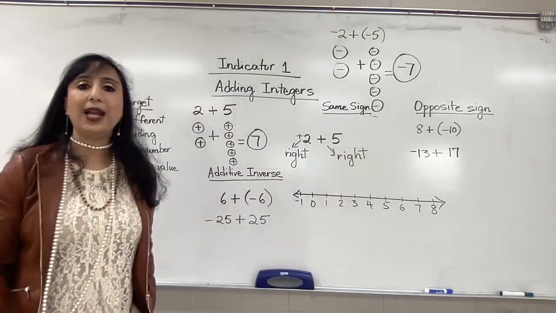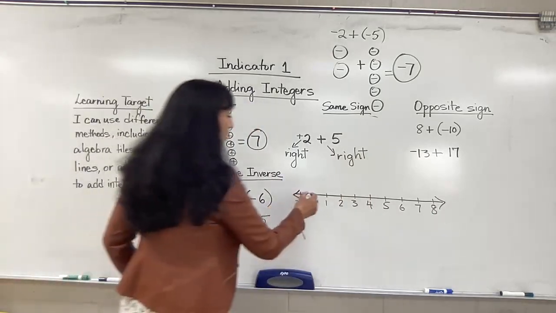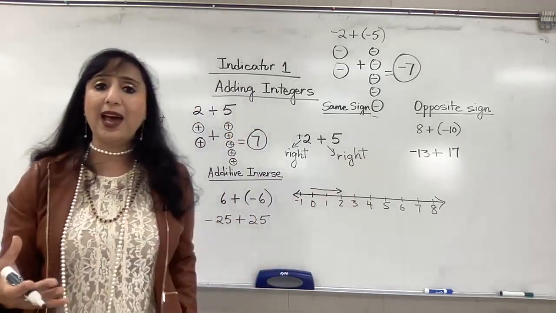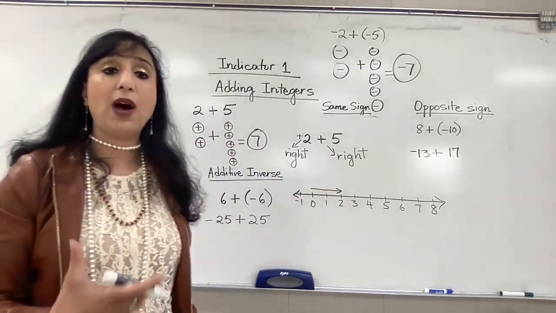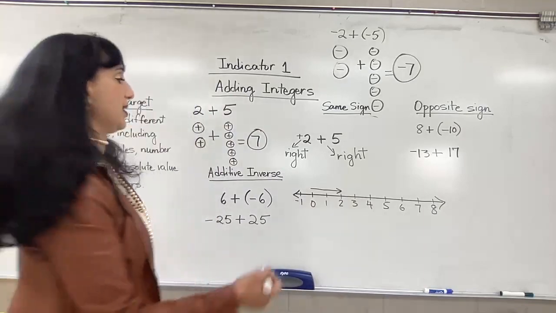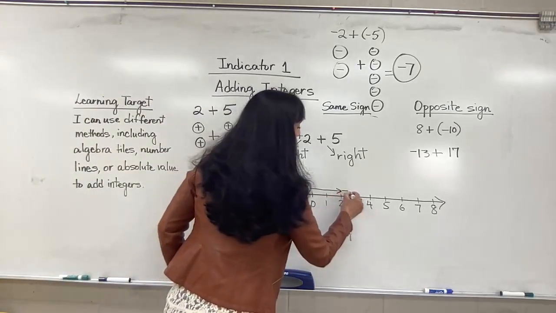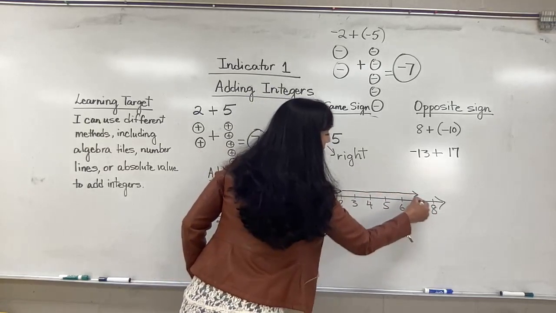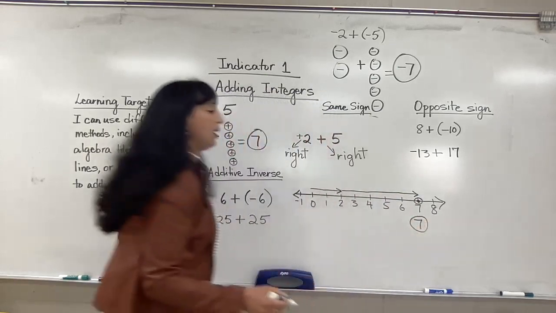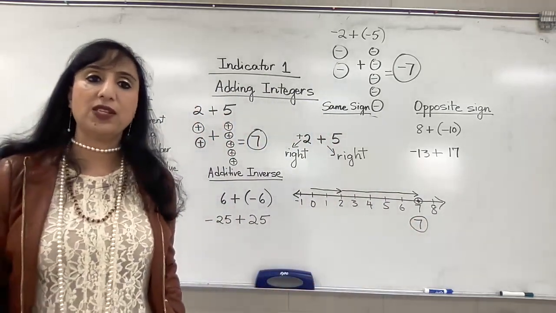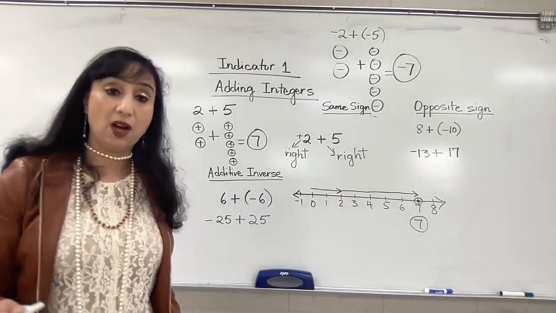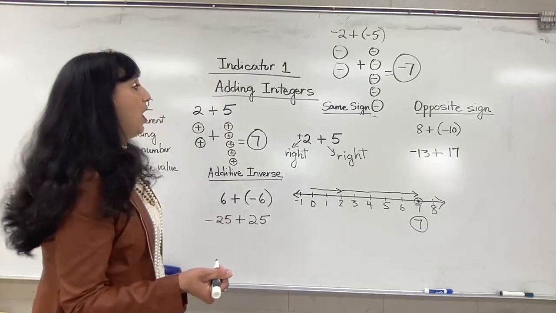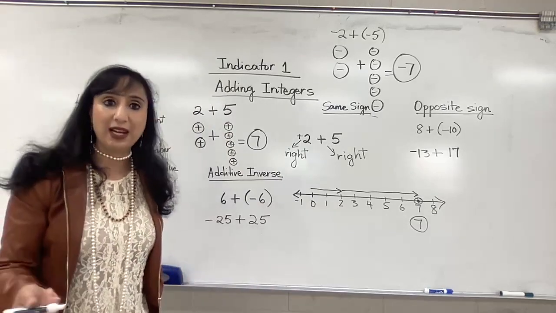Okay, so let's start with 2. So I go from 0, I go 1, 2, and then I have plus 5. So I am going to move 5 more to the right. Starting at 2 now. 1, 2, 3, 4, 5. And so this one here, 7, is going to be my answer for the first one. So this is how we are using the number line. All right. Let's use the number line for now when we have the same signs with negative integers.